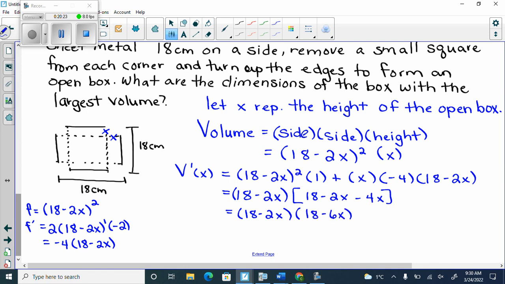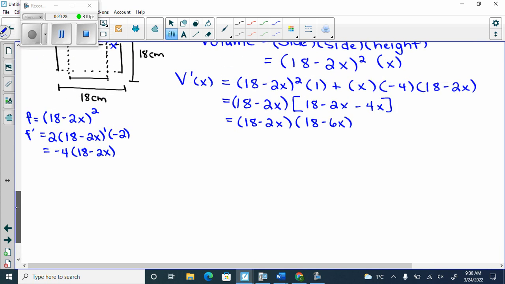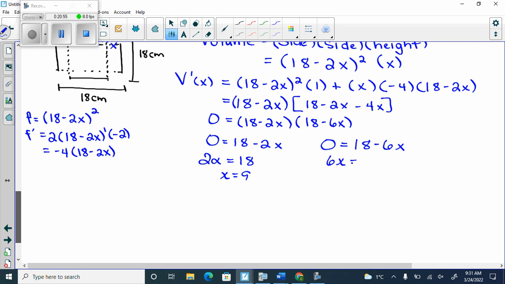And I can GCF them out, I totally can. But I just need to solve for them. I need to get the critical numbers of the first derivative, correct? And then figure out which one's a max or a min. How can I figure out quickly which one's a max or a min without having to do the chart? The second derivative test, right? Okay, so I'm going to go 0 equals 18 minus 2x. 0 equals 18 minus 6x. I get 2x equals 18, x equals 9. 6x equals 18, x equals 3.